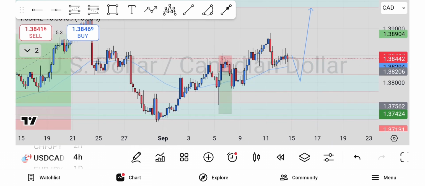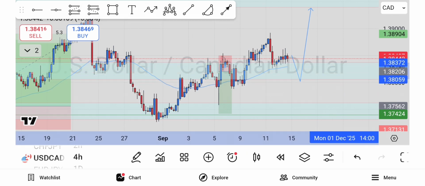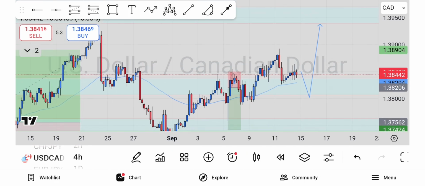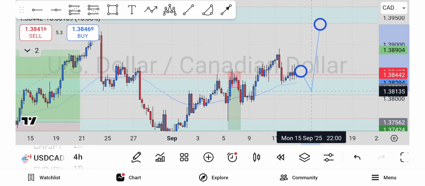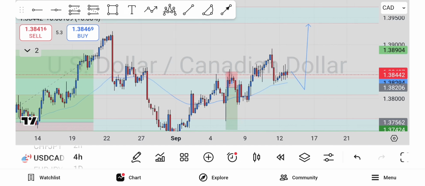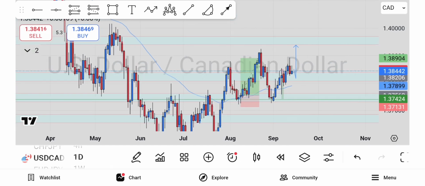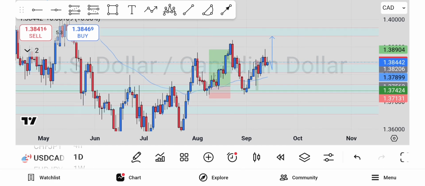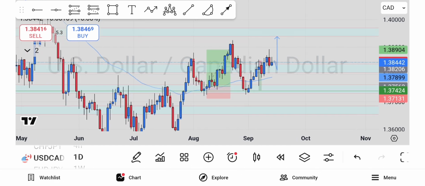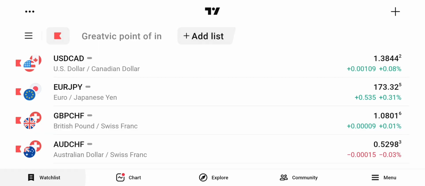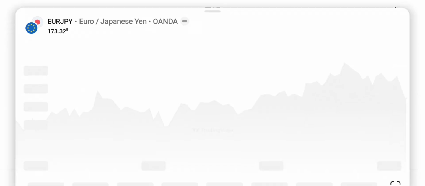So I'm expecting price to come back to this structure, and then we can buy from this point, because we have the market on the uptrend and we will just follow the trend. Secondly will be Euro JPY.